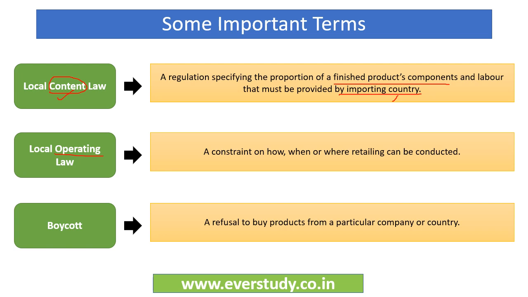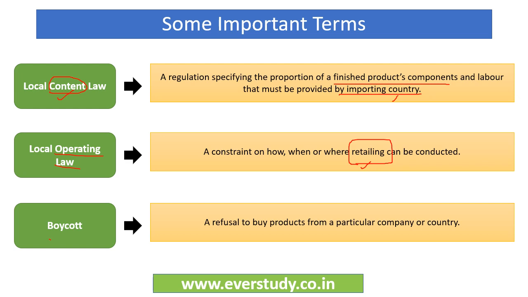Next is local operating law. Now it is a restriction on how, when or where the retailing can be conducted. For example, it can be provided that Apple can sell its iPhones only in big metro cities. So it is a restriction on how they can operate, how they can retail or sell their products. So this is local operating law.